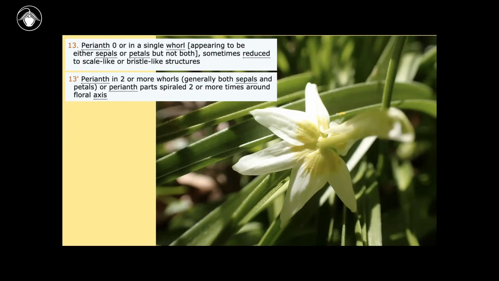Perianth none, or in a single whorl, appearing to be either sepals or petals, but not both, sometimes reduced to scale-like or bristle-like structures, or perianth in 2 or more whorls, generally both sepals and petals, or perianth parts spiraled 2 or more times around floral axis. In this case, the perianth parts are very similar, but you can see from looking at the underside of the flower that there are 2 distinct whorls.